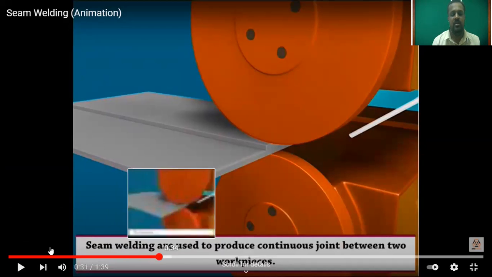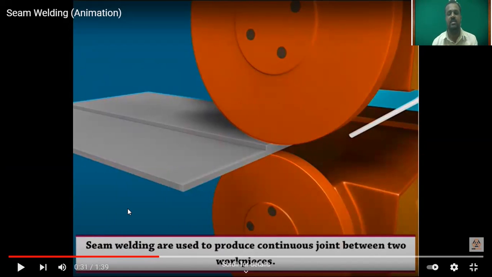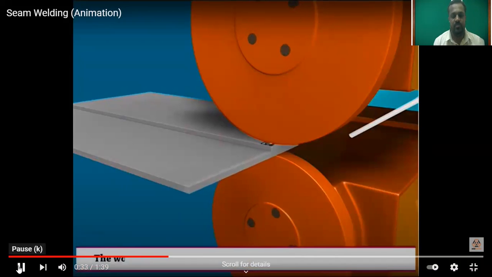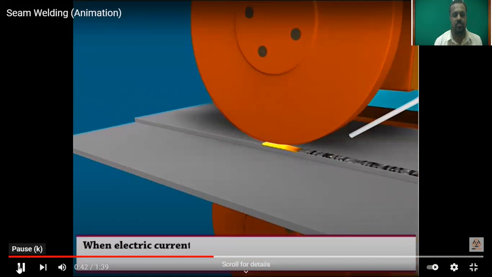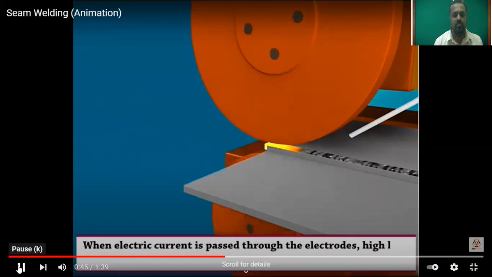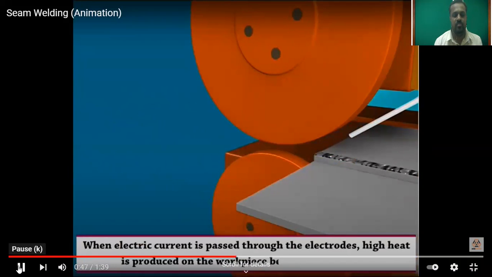Now see here, when can we call it seam welding? Seam welding is used to produce a continuous joint between the two workpieces. That joint should be continuous. Now see here how it works. The workpieces are placed between two rotating wheel electrodes. When electric current is passed through the electrodes, high heat is produced on the workpiece between the wheels.